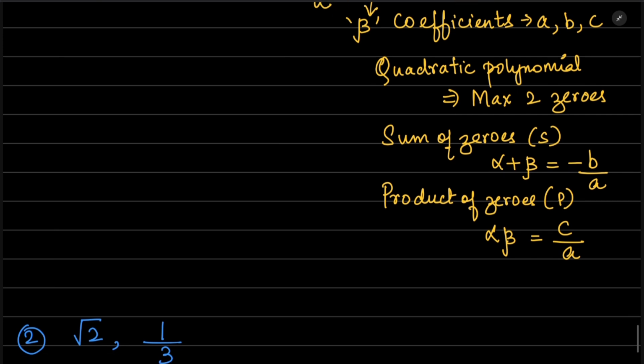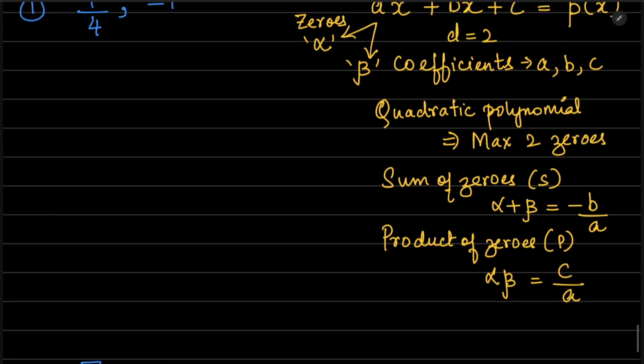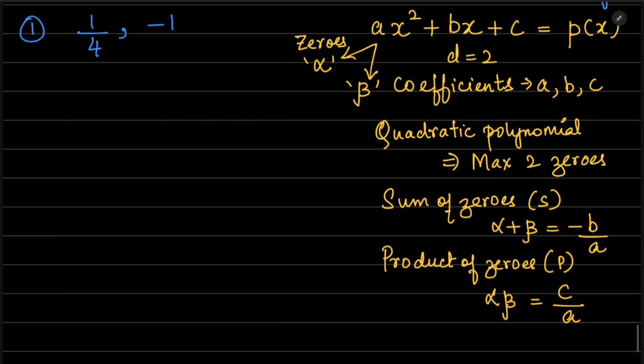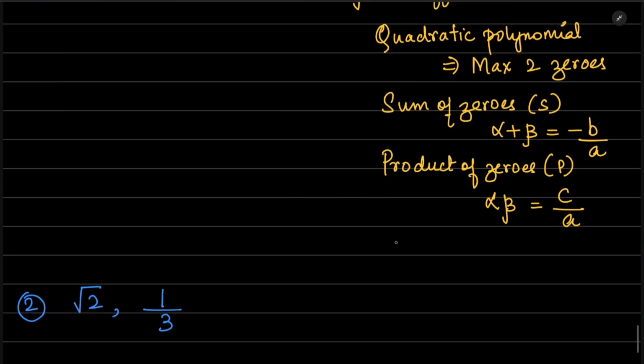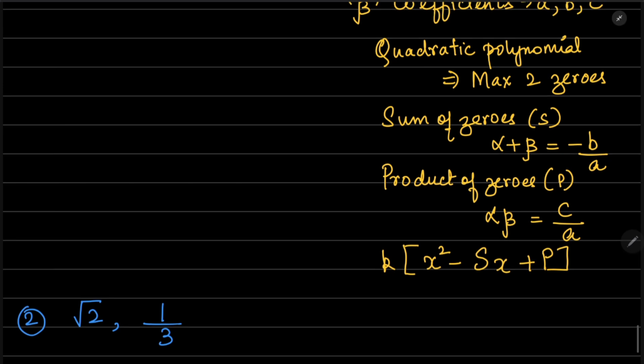Now, if you know the sum and product, that is S and P, you can write a quadratic equation or a quadratic polynomial using another formula, which is nothing but k multiplied by x square minus the sum of the zeros into x plus the product of the zeros. This k can be any value, 1, 2, 3, anything. So this is a formula which you should remember.